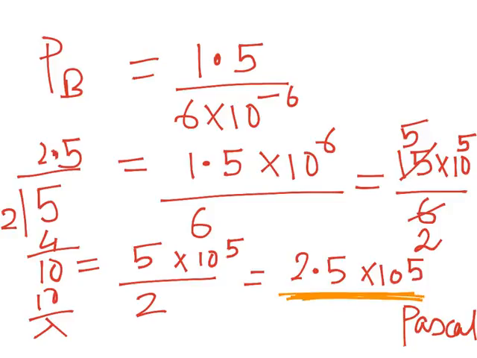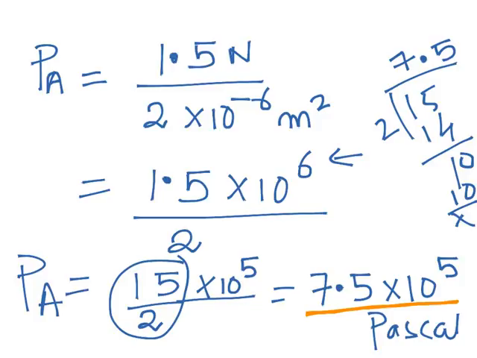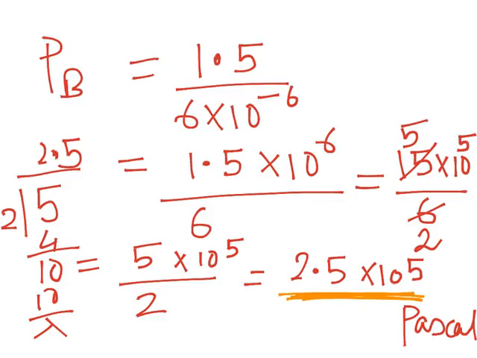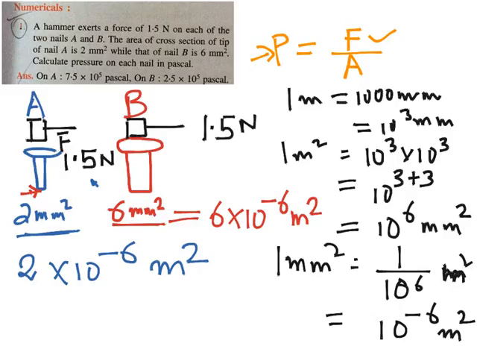Now we can understand one thing, that the pressure on nail B is less because the area is more. How much less? 3 times less. This was 7.5. If we divide 7.5 by 3, we get 2.5. Why is it 3 times less? Because the area is 3 times more. That's why the pressure is 3 times less. So as the area becomes bigger, the pressure becomes lesser.